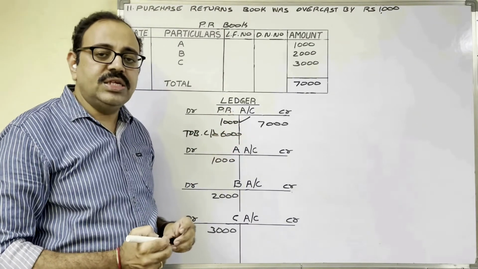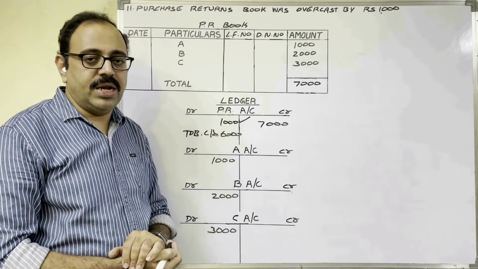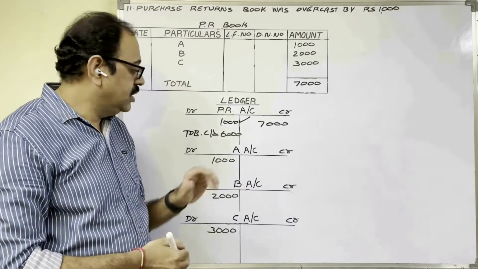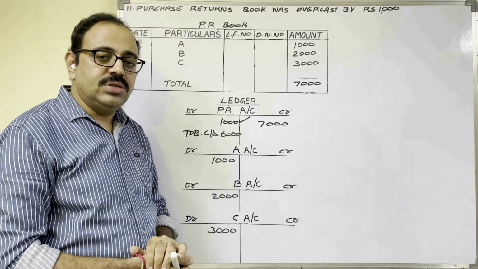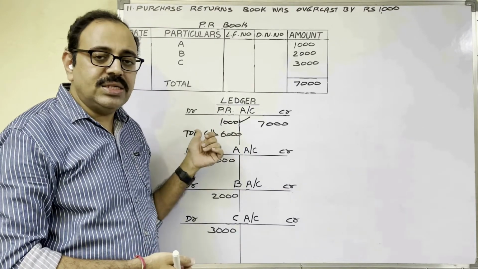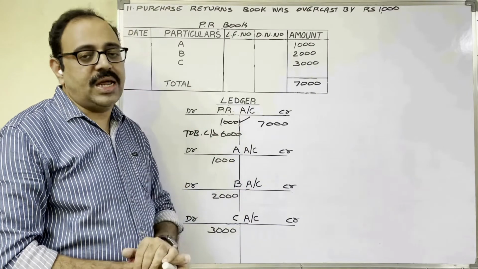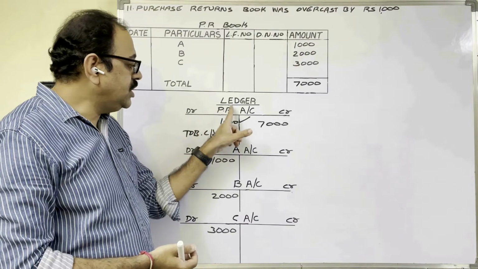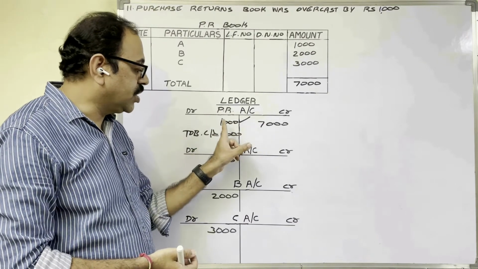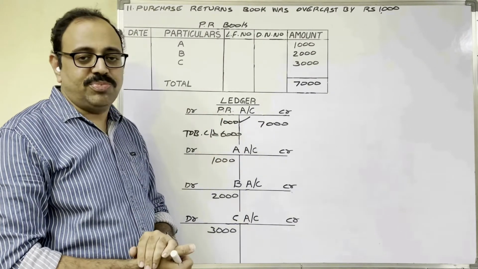Suppose we are rectifying this error before preparing trial balance. Write down a sentence: debit 1,000 rupees in purchase returns account. Suppose we are writing this entry after preparing trial balance. Then rectification of error entry is purchase returns account debtor to suspense account 1,000 rupees and 1,000 rupees.